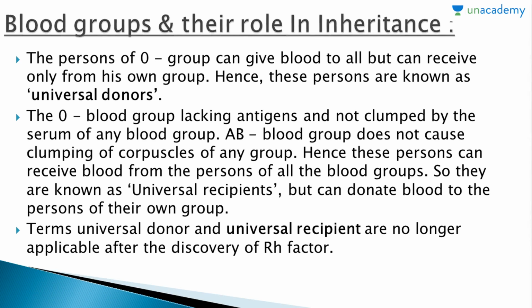Next, the person of O group can give blood to all, but can receive only from his own group, hence these persons are known as universal blood donors. The O blood group lacks antigens and is not clumped by the serum of any blood group. AB blood group does not cause the clumping of corpuscles of any group, hence these persons can receive blood from persons of all blood groups, so they are known as universal recipients, but can donate blood to the persons of their own group only.